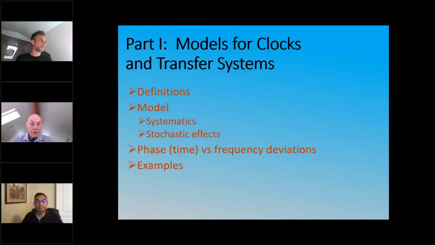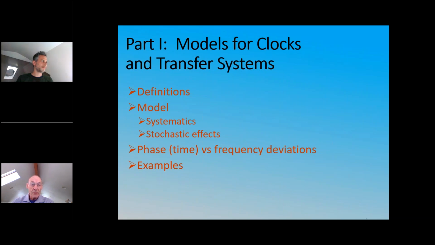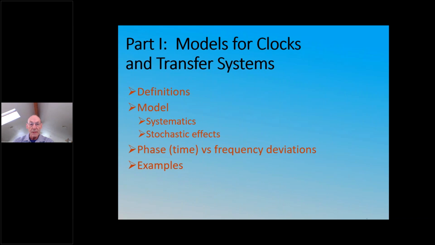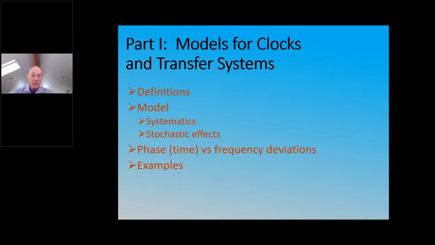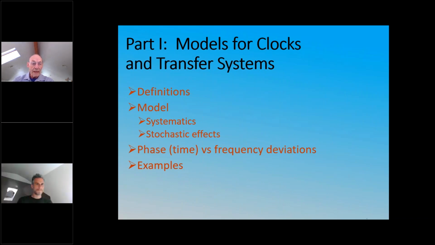So there's going to be two parts to the talk I'm giving today. I'm going to talk about the models, and the model is both for clocks and for time transfer systems. They both use more or less the same model. There are two parts to the model: a systematic part and stochastic parts. And I'll talk about phase or time versus frequency deviations, and I've got examples.